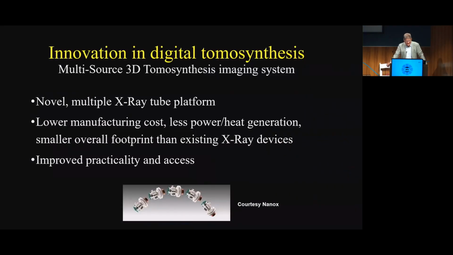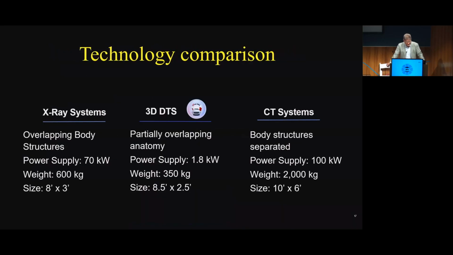What makes this different is that it uses multiple X-ray tubes arranged in an ARC. They are low cost. They need less power, they generate very little heat, and they're a much smaller footprint. So essentially, they're much more practical and have a better possibility for access. Compared to X-ray systems, they have a much lower power supply, and a much lower power supply than CT systems. And they're much, much lighter. I mean, a CT scanner typically weighs 2,000 kilograms, an X-ray system about 600, and now you see this is only 350. So it's smaller, it's lighter, uses less power. You can see how all of these things are pointing to untraditional settings.